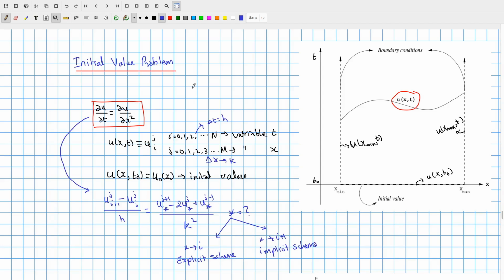What is the difference between these two schemes? It is quite important which scheme you are going to use. The difference is, suppose when I use the explicit scheme, that means all this star is going to become I. All this star is going to become I.